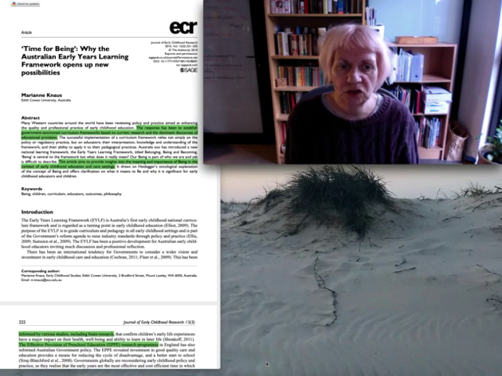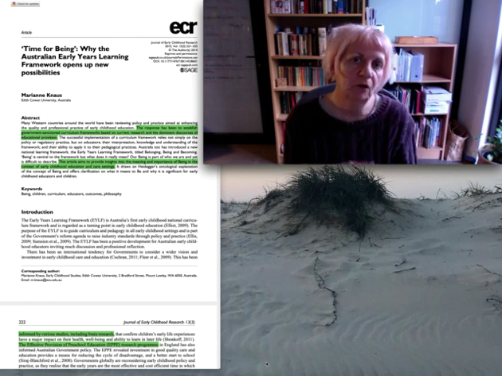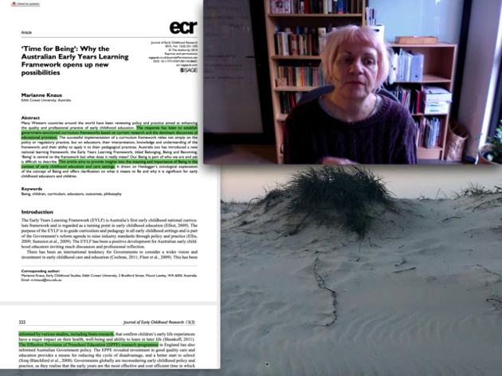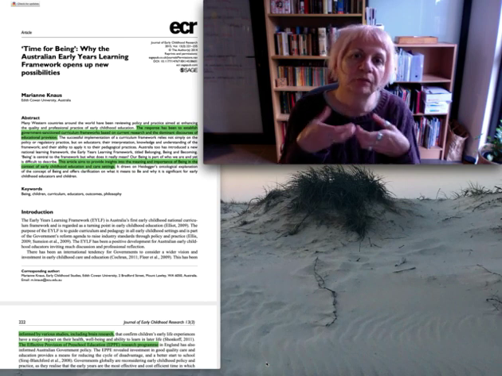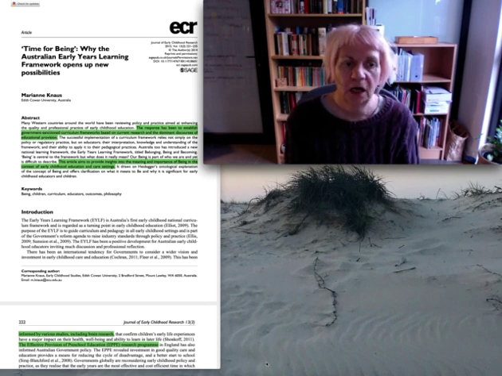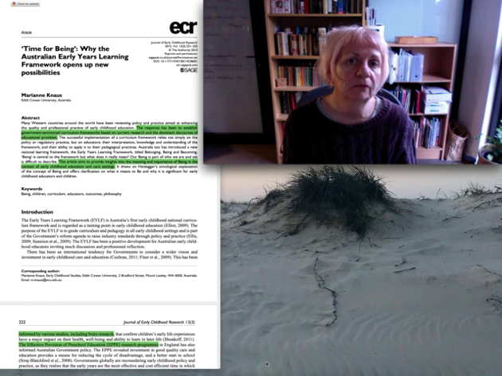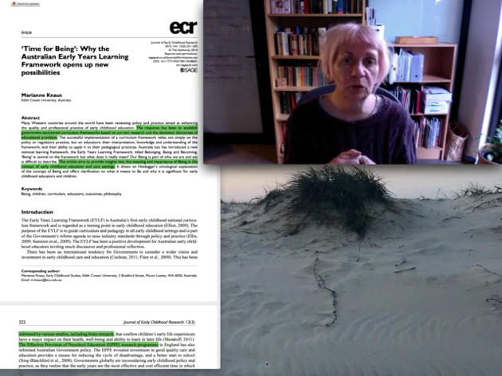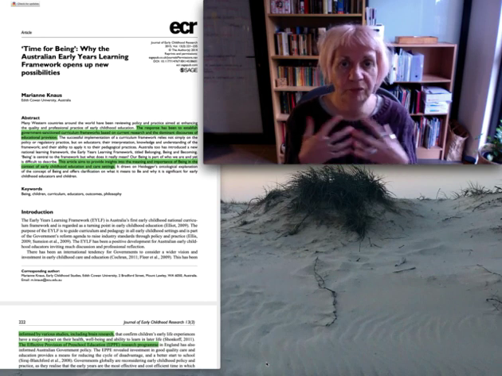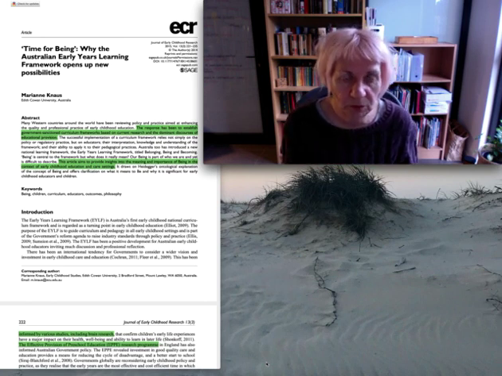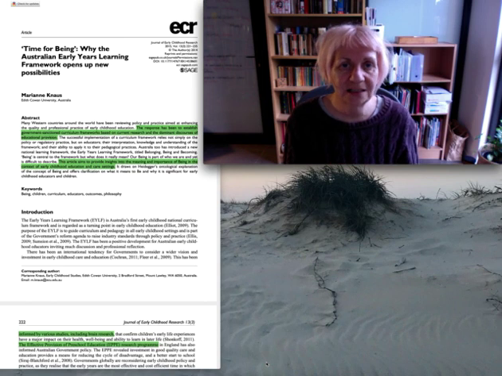And so each of those people who come together and write the EYLF have their own theories that they bring into that process. And in fact, when the federal government commissioned this framework, it was understood that theory would be very prevalent and present in the actual framework document. So this is not an anti-intellectual framework, it's quite the opposite.